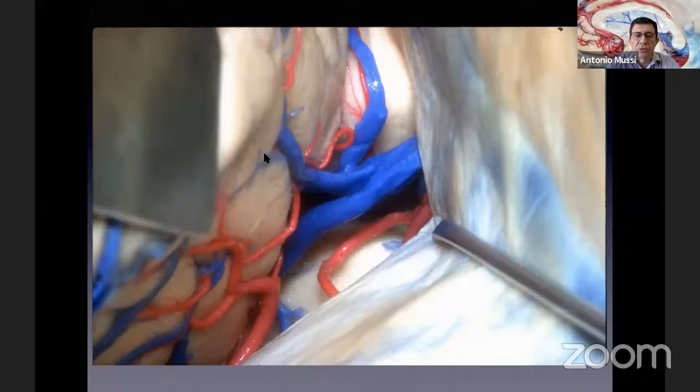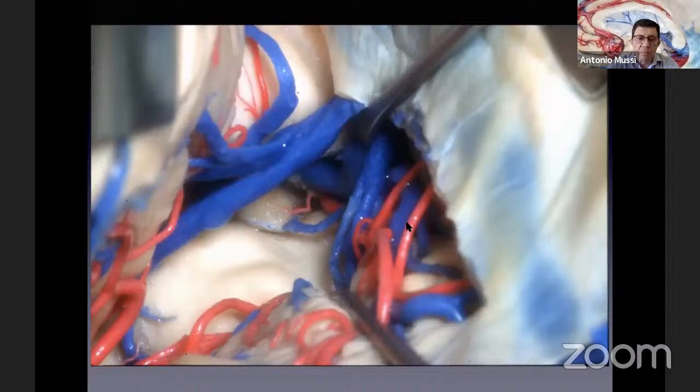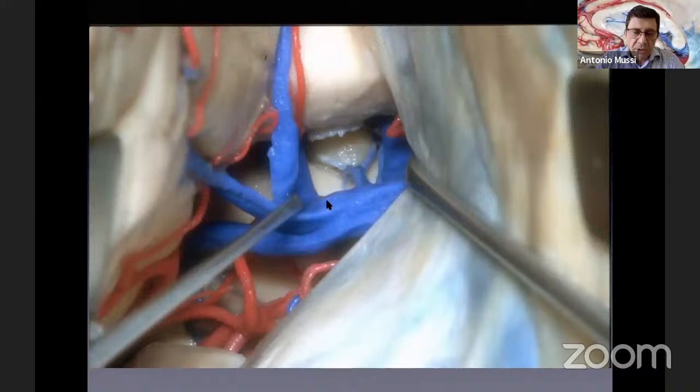By opening the tentorium, you expose the quadrigeminal plate. You can see the precentral vein, the basal vein, the internal cerebral vein on the other side, the pineal gland and the quadrigeminal cistern. In this approach, you can see that the venous structure is exposed in the middle of your view. You have better exposure above the vein of Galen. You see both internal cerebral veins, the basal vein of Rosenthal, the splenium of the corpus callosum, and the pineal gland. Here you can open the tentorium.